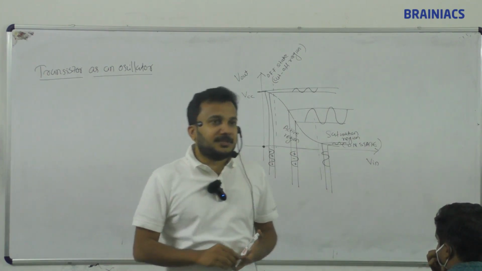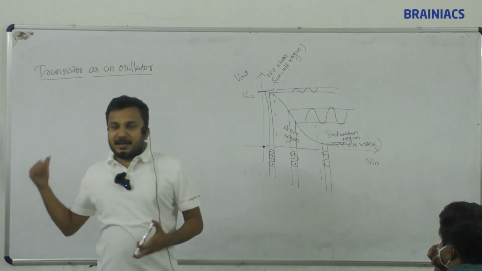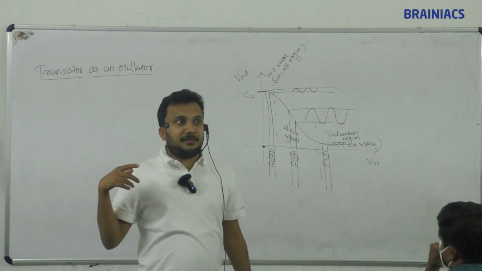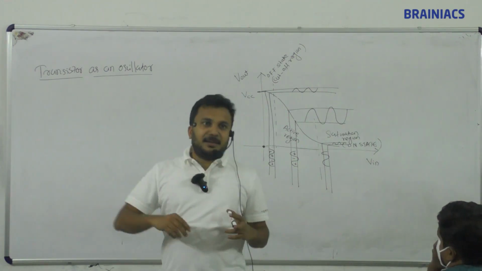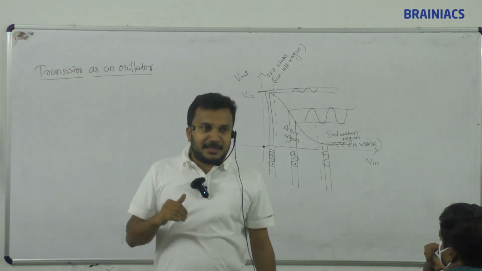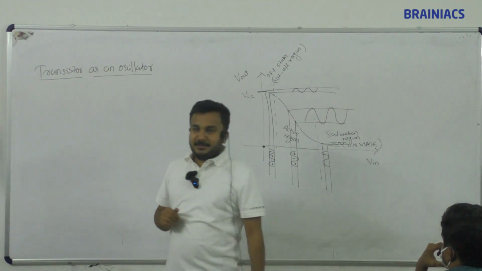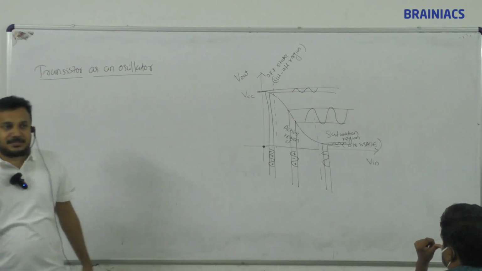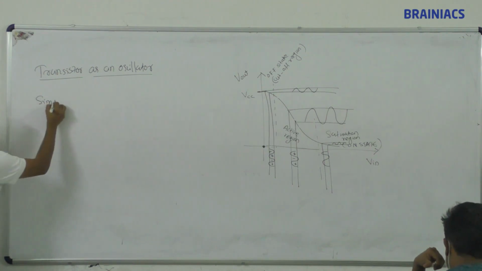What is the input of an oscillator? AC, DC? For the transistor amplifier, if you are not giving AC, it will not amplify. Already we are giving DC voltage, and additionally we give AC voltage, so the transistor will amplify it. In the same way, what is the input of an oscillator? An oscillator has no input. No AC, no DC. The simple oscillating circuit is the tank circuit.